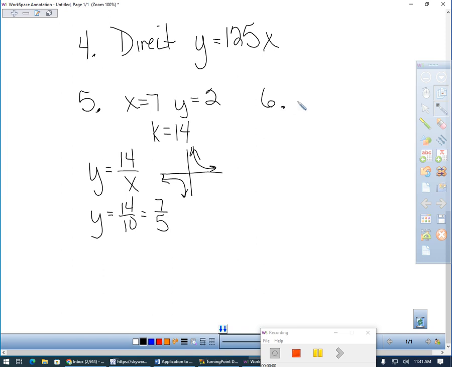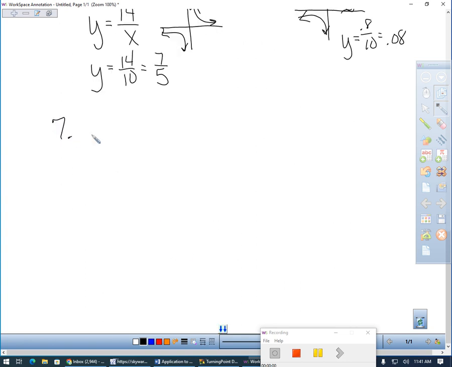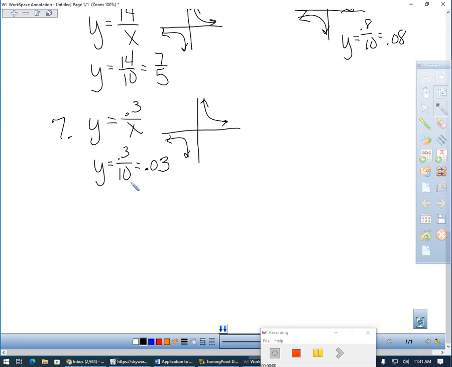Number 6, you should have y equals 0.8 over x. Graphing that is in the first and third quadrants. And again, when we plug in 10, we get y equals 0.8 over 10, which equals 0.08. Number 7, we get y equals 0.3 over x. When we graph it, it is in the first and third quadrants. And when we plug in 10, we get y equals 0.3 over 10, or 0.03.